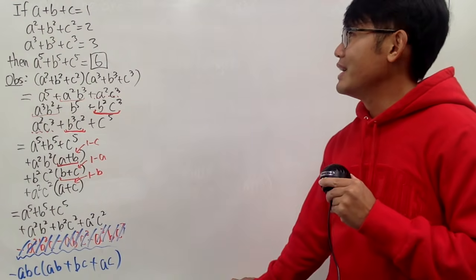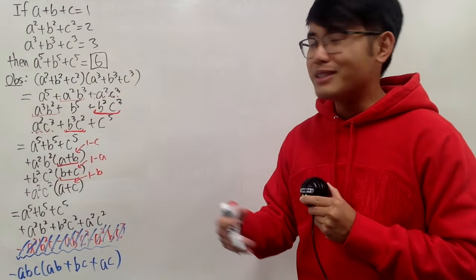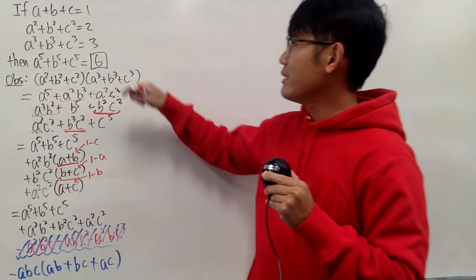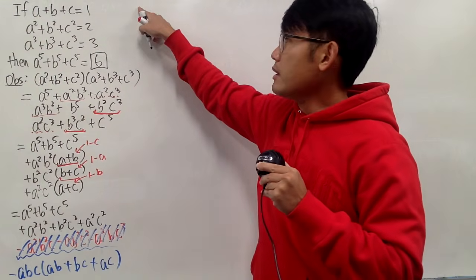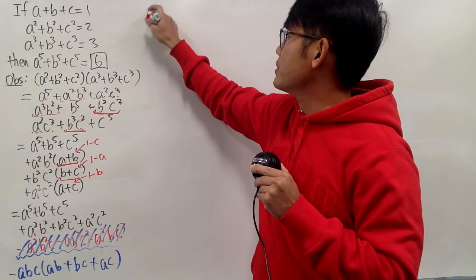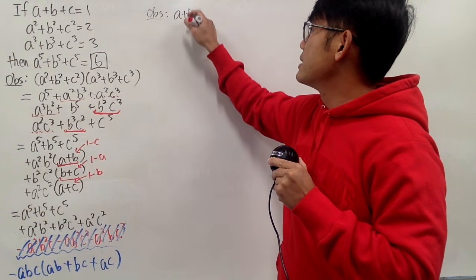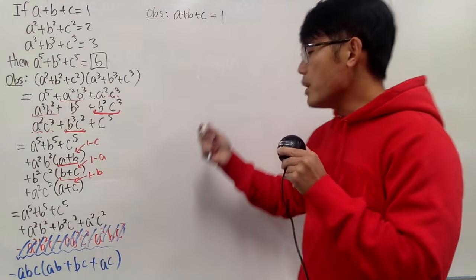How can we do it? Well, we have to use the other equations, and we actually have to do the squares of both sides, and all those things. We also have to utilize, yeah, let's use the first one. So let's see. I will look at more observation. Observe: if we have a plus b plus c equals 1, okay, let's square both sides.